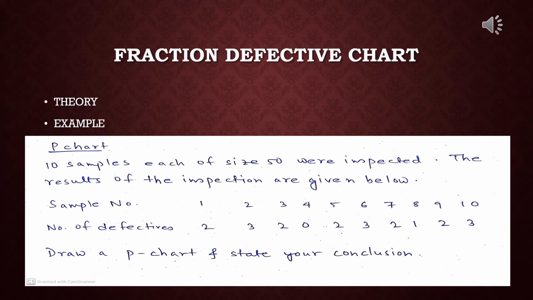So kindly go back and check out what are the formulas that we have been talking about. Taking an example now of the fraction defective chart here, 10 samples of each size 50 have been inspected by an organization. The results of the inspection are given below. We can find out the sample numbers 1 to 10 and the number of defects that are there. We need to draw a P chart and we have to state our conclusion.